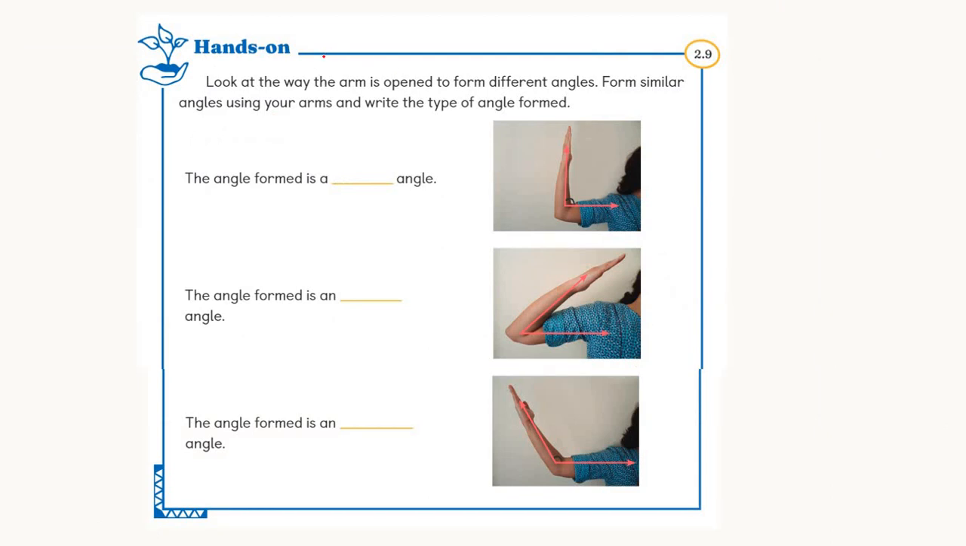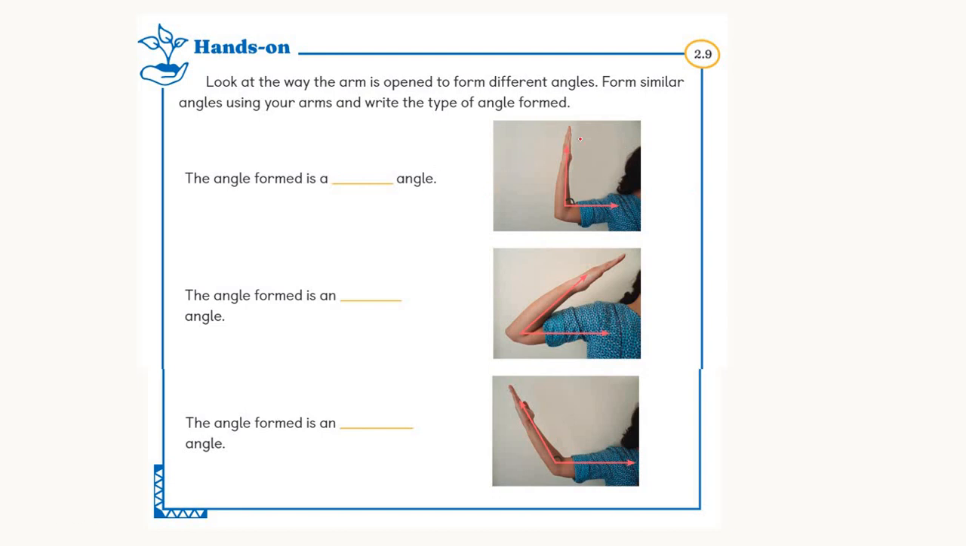There is a hands-on activity in your studio, children. Look at the way the arm is open to form different angles. Form similar angles using your arms and write the type of angle formed. By using your arms also, you can find the different types of angles. If you stretch your arm completely, we get a 180 degree straight angle.